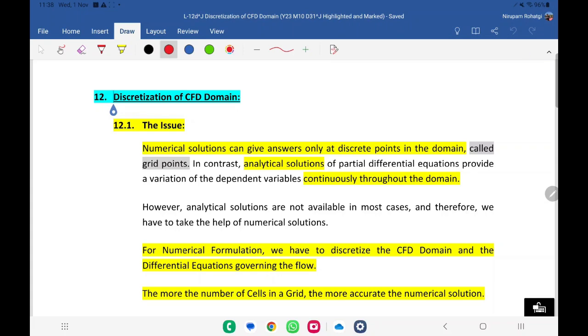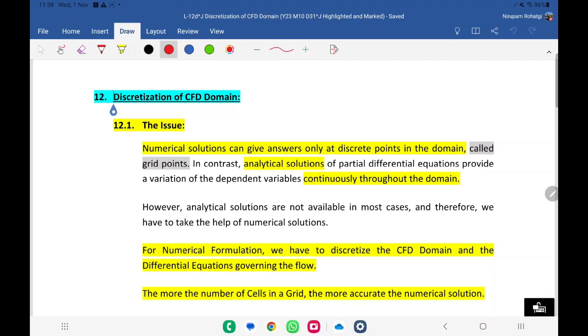Okay, so today we are entering into a next phase of the CFD formulation. So far we have developed equations, differential equations which represent the flow. So this is what we have done.